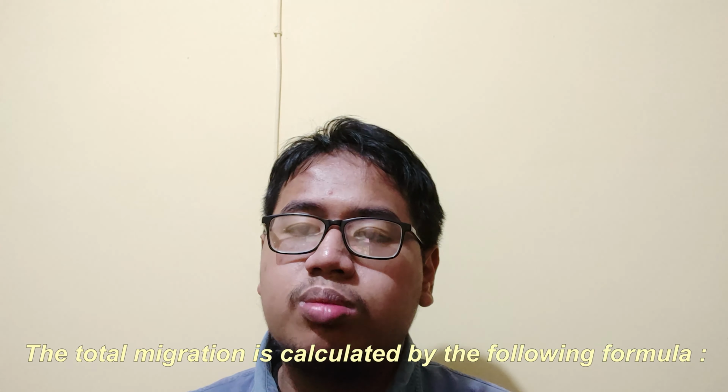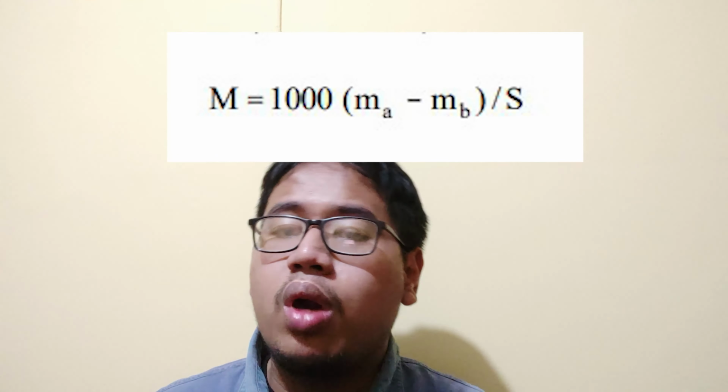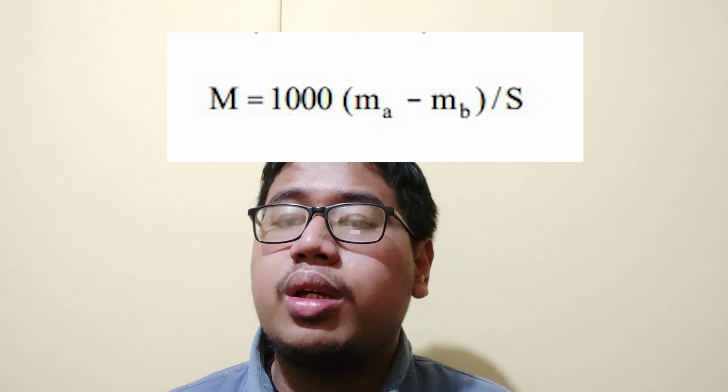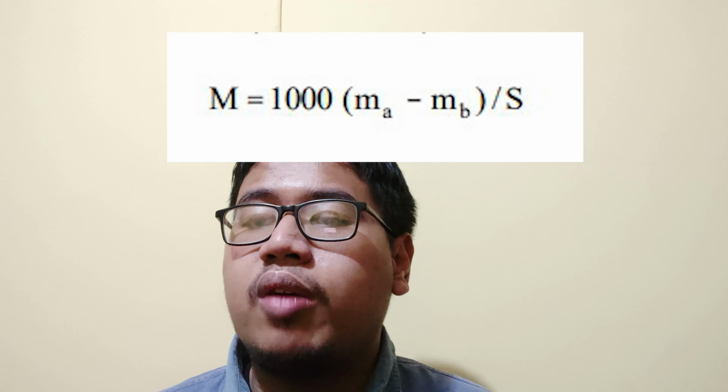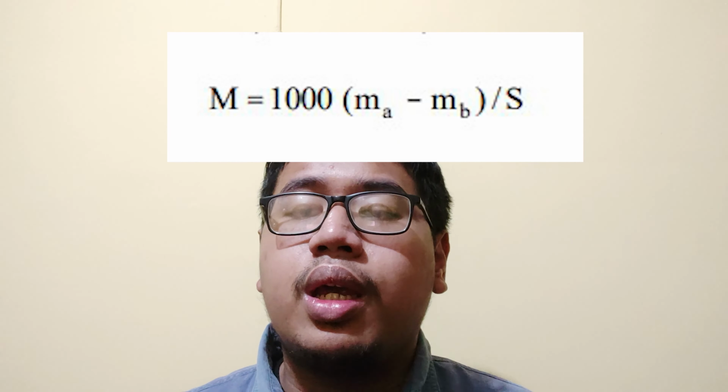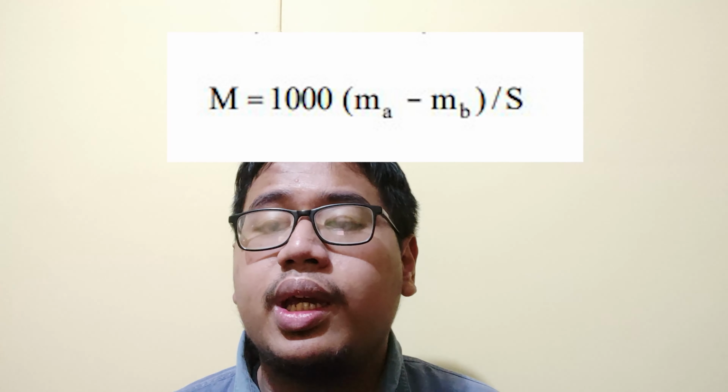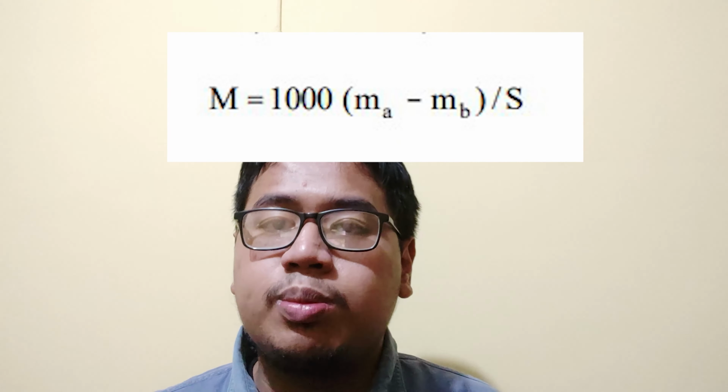The total migration is calculated by the following formula, where M is the total migration, MA is the residual mass of the sample after evaporation, MB is the residual mass of the blank, and S is the surface area of the specimen.